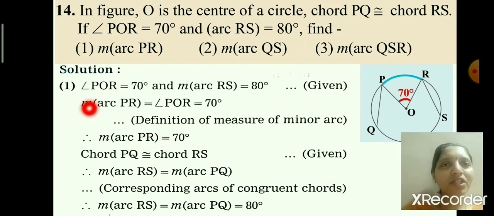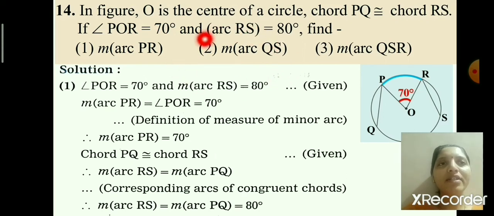Now major arc PR is equal to angle POR, that is equal to 70 degree. Why? Because this angle POR is a central angle and we know that the corresponding minor arc will be equal to the central angle. Therefore, reason is definition of measure of minor arc. Therefore, measure arc PR is equal to 70 degree. Hence, we got the first answer.